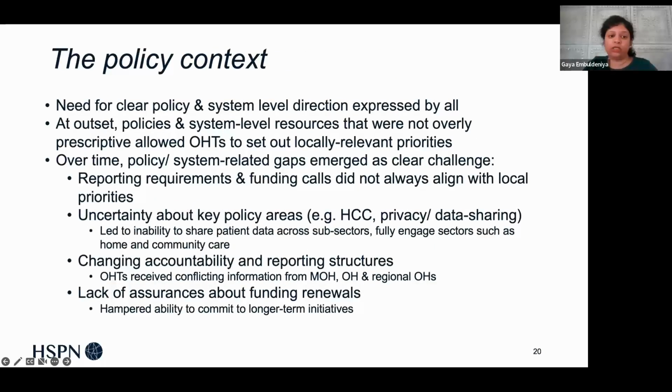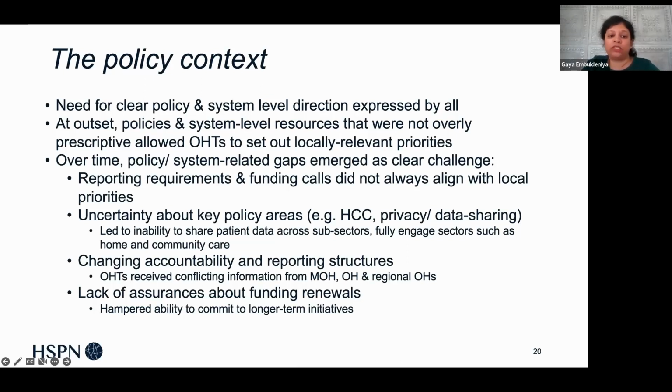So moving on to a challenge that was shared by all OHTs, and this was the need for clear and coherent policy and system level direction. So at the outset, policies and system level resources that were not overtly prescriptive allowed OHTs to set out priorities that were locally relevant. It was seen as sort of a good thing. However, it quickly became clear that OHTs were also navigating policy and system level gaps and uncertainties.